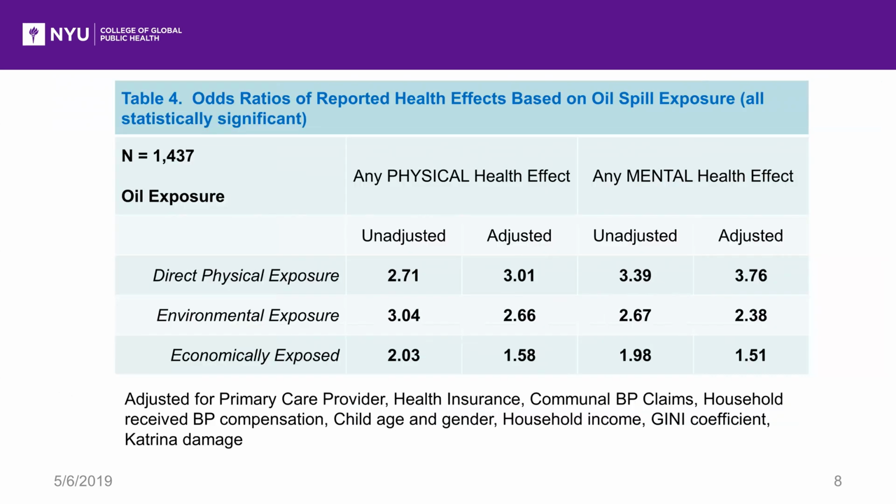When we took these questions of exposure and looked at what was their relationship to physical health in the child or mental health in the child, and these are all statistically significant odds ratios, we found that, for example, looking at the adjusted direct physical exposure, children whose parents said they had direct physical exposure were 3 times as likely to have physical health effects and 3.7 times as likely to have mental health effects. The direct physical exposure does appear to be the one with the greatest impact, but all of them are obviously influential in this score, and you could see that we've controlled for things that would otherwise explain some of the differences, health insurance, BP compensation, poverty, etc.